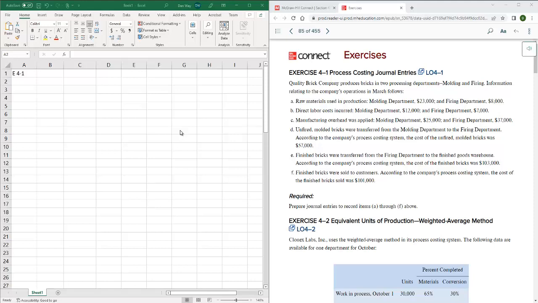I have a fairly short set for Chapter 4 because all the main concepts kind of fit into a couple nice concise problems here. So I was going to start with exercise 4-1 in your text, and then we'll jump ahead just a little bit.